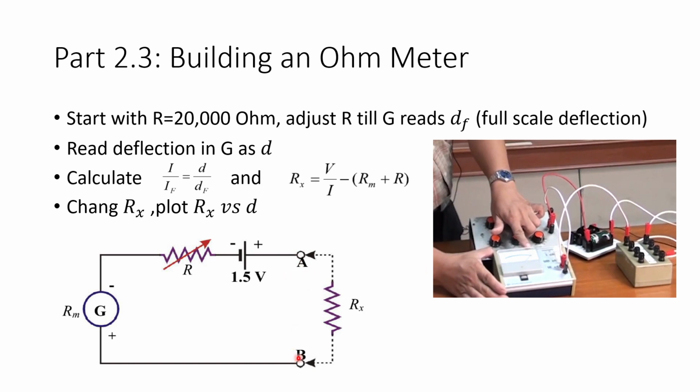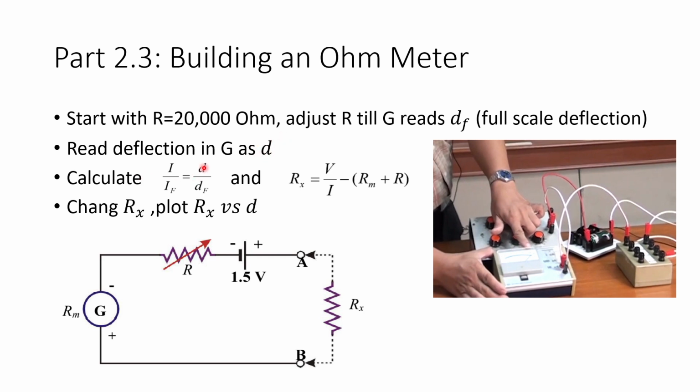So connect A and B together without any Rx first, and then adjust R until the galvanometer reads maximum deflection, something like 50 microamps here. Then read the deflection as D. This is a 50 scale, so you can record that as 50. That is your DF. Then you can connect it with Rx. Instead of having this up at DF, it would drop to some scale; record that as D. It should be something between 0 and 50.